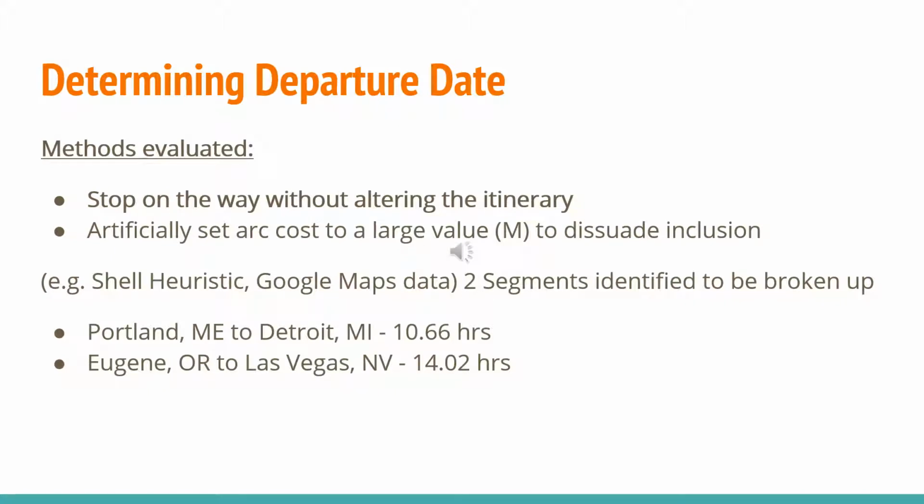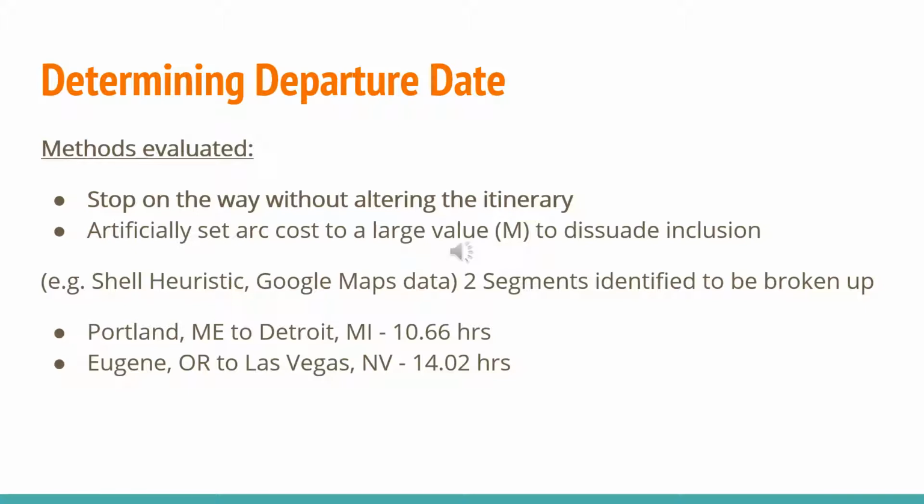As for determining the departure date in order to arrive back at the origin, Washington, D.C. by August 31st, we evaluated mostly two top methods. First being stopping on the way without altering the itinerary itself, and the second method being artificially setting an arc cost to a large value, some large value M, to dissuade inclusion from the simulated annealing method. What we settled with eventually was the first option, to stop along the way without any changes to the itinerary, mostly for practical reasons, and also to not mess with the model too much, especially when we're doing what-if analysis and when we start changing the constraints.